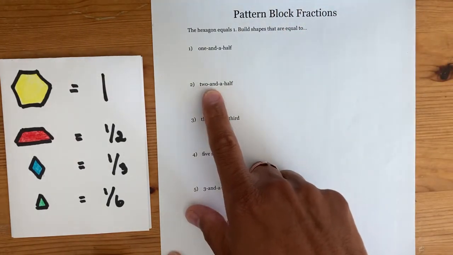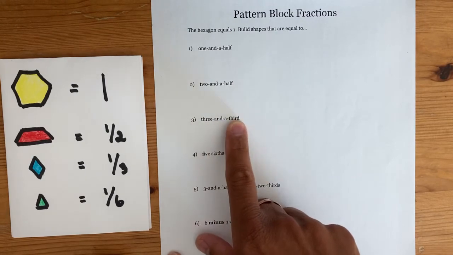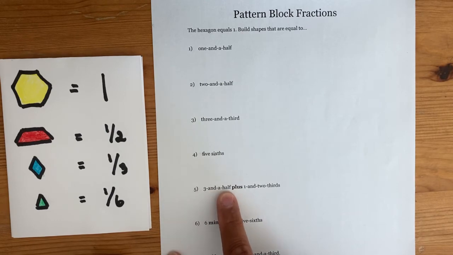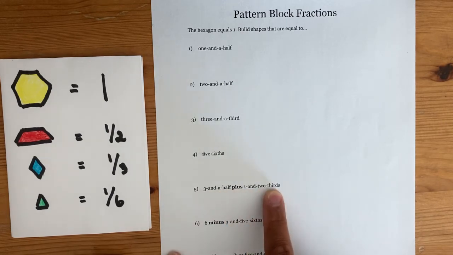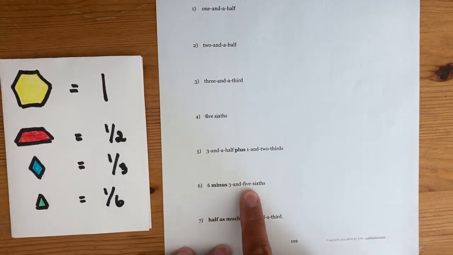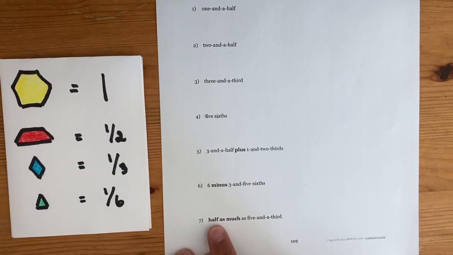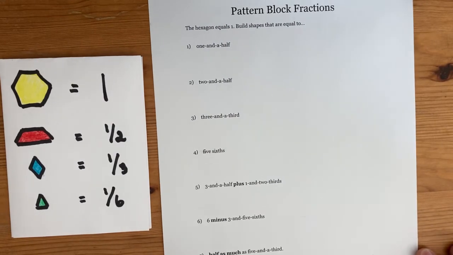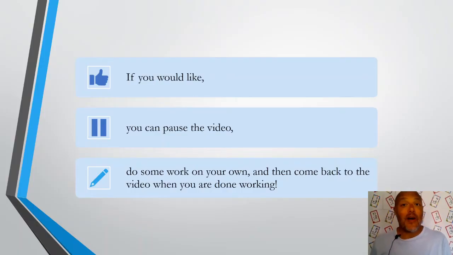Can you now build 2.5, 3 1/3, 5/6, 3.5 plus 1 2/3, 6 minus 3 5/6, and half as much as 5 1/3? Some challenging ones here. You may not be able to do all of them, but see which ones you can do. If you'd like, you can pause the video, do some work on your own, and then come back to the video when you are done working.